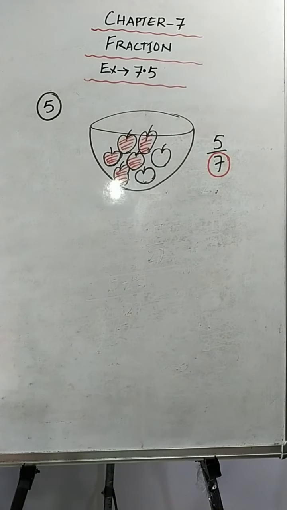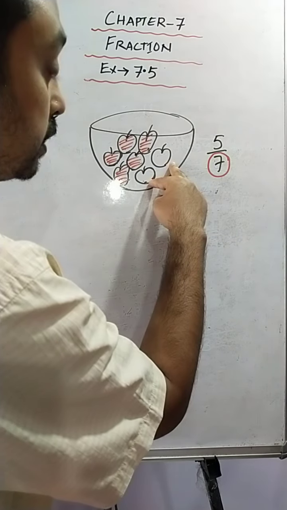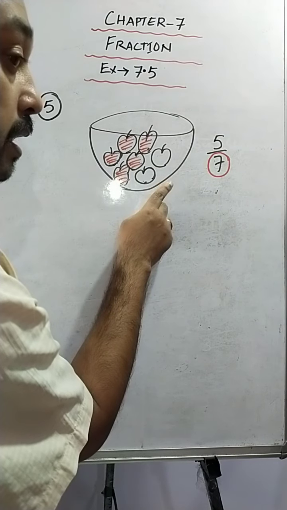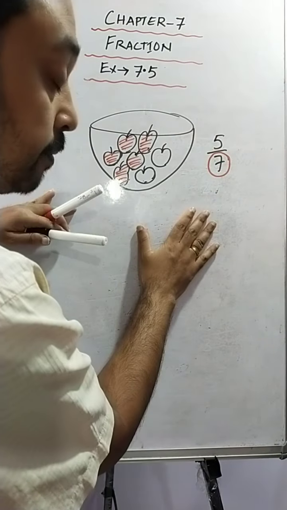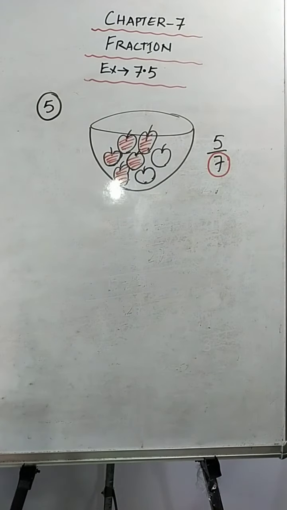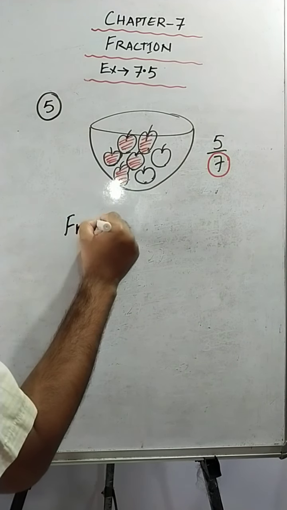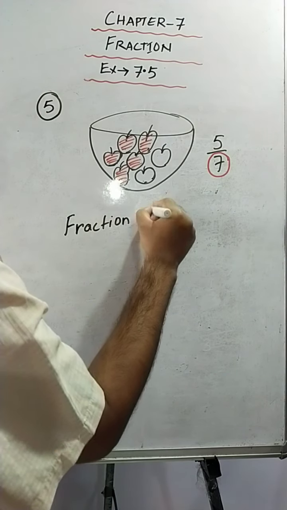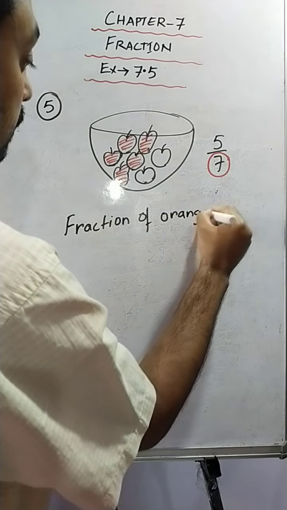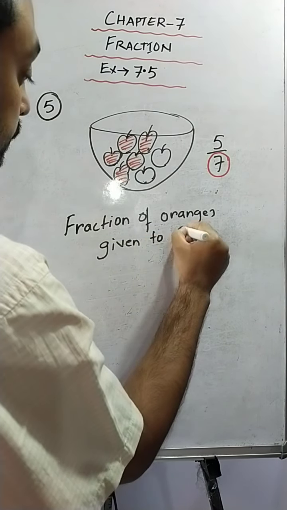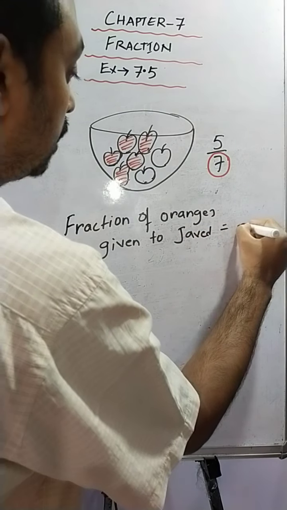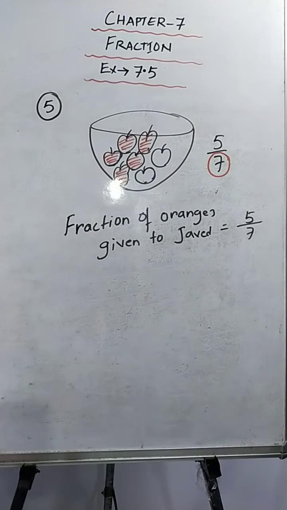Now the question asked is: what fraction of oranges was left in the basket? That is, out of 7, how many oranges are there in the basket? 2. That is 2 by 7. Understood? Now you have understood this sum. Now how exactly do we have to do it? The first thing you have to write is the fraction of oranges given to Javed. That is, out of 7, 5 oranges were given.